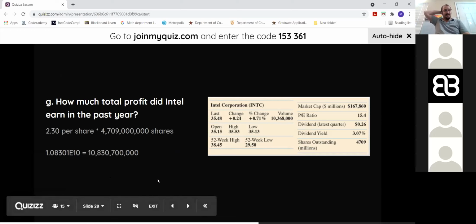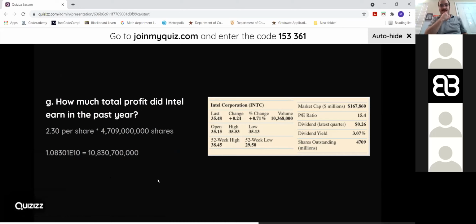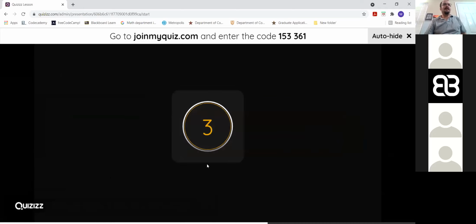So what is that, 10 billion? I second guessed and I put in the wrong answer. Which seems about right. If you have about 5 billion shares and you're making about $2 per share, you're making about $10 billion. So doing some roundabout approximations might help.